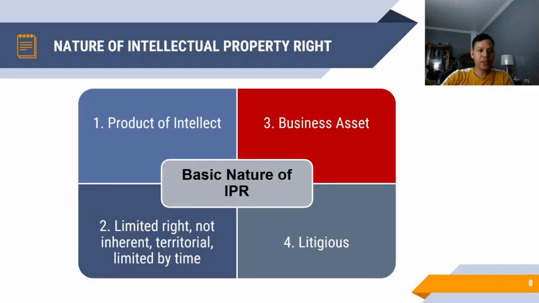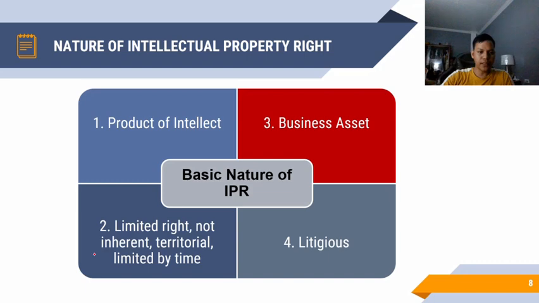Now let's proceed to the nature of intellectual property rights. There are four basic natures of intellectual property rights. Number one is the product of intellect. So the patent owners have the exclusive right to commercially make, sell, distribute, import, and use their patented invention within the territory covered by the patent during the period of protection. So there is a time period of such protection.